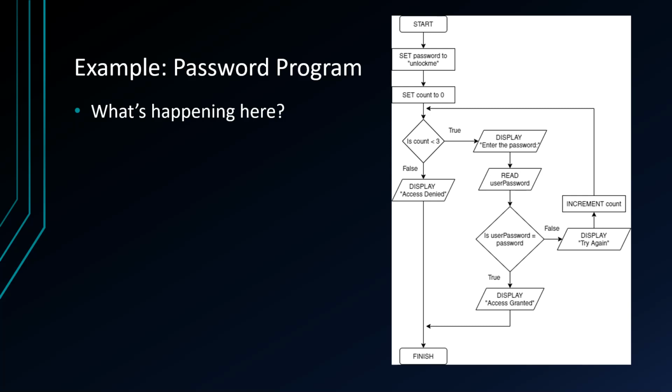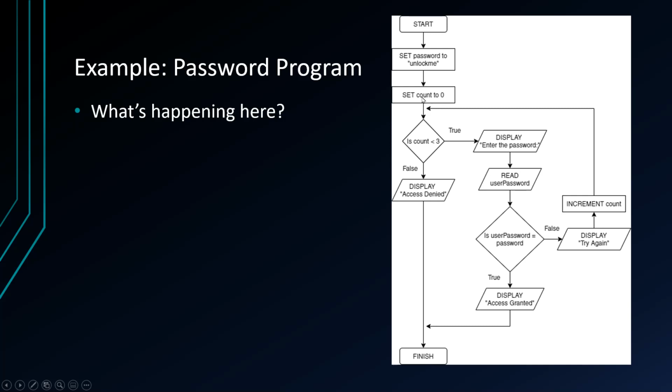So if you come back now and you've figured out that what's really happening here is this is our password program. The password program that we've built multiple times this semester. Now let's follow the flow. The very first thing that happens is we have this variable called password and we set its value to unlock me. Below that, I've created a count variable and set it to 0. Oh, that tells me that we're going to be creating a loop.